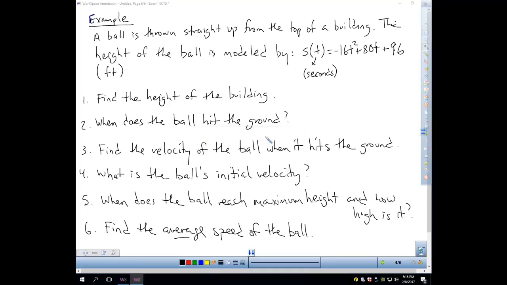So what I want you to do now is take a look at this problem here. A ball is thrown straight up from the top of a building. The height of the ball is modeled by this particular function. You've got 6 questions here. I'd like you to push pause in just a moment and try to work on these problems. Do the best you can either by yourself or with a partner, but push pause now and work on those.